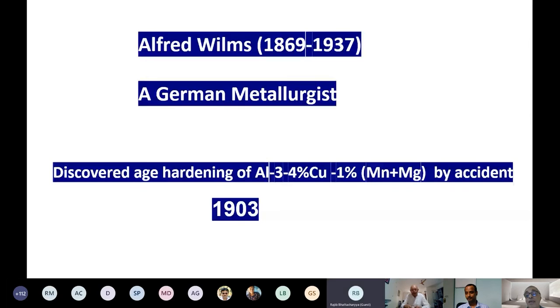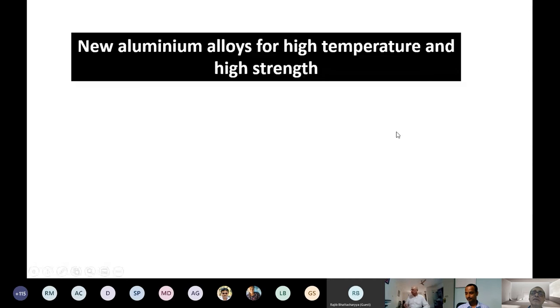And that is the discovery of age hardening, which has revolutionized aluminum metallurgy, the aluminum alloys that we see today. Let us move forward. Over the last 100, 110 years, a lot of work has been done to develop these aluminum alloys, and it is a roaring commercial success.